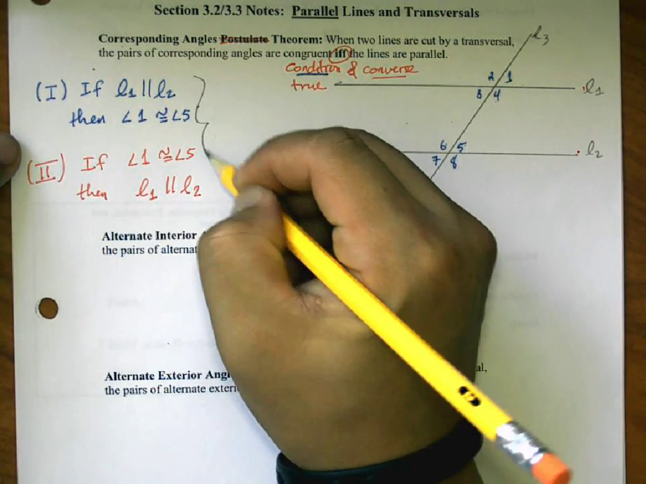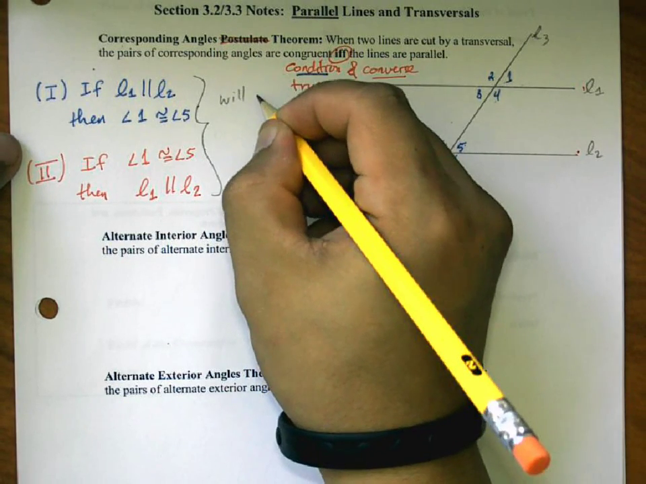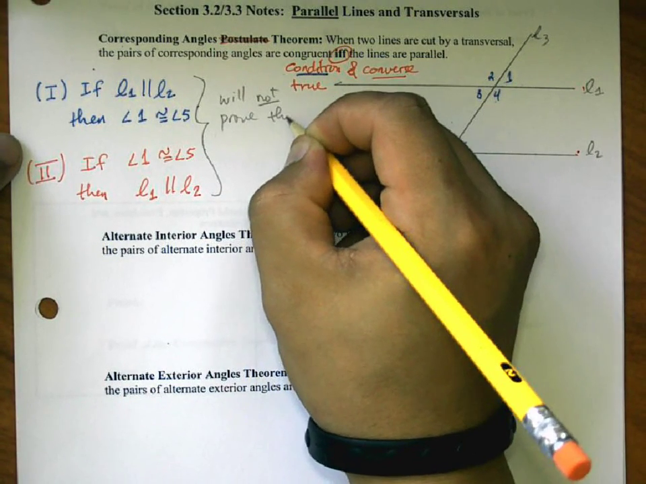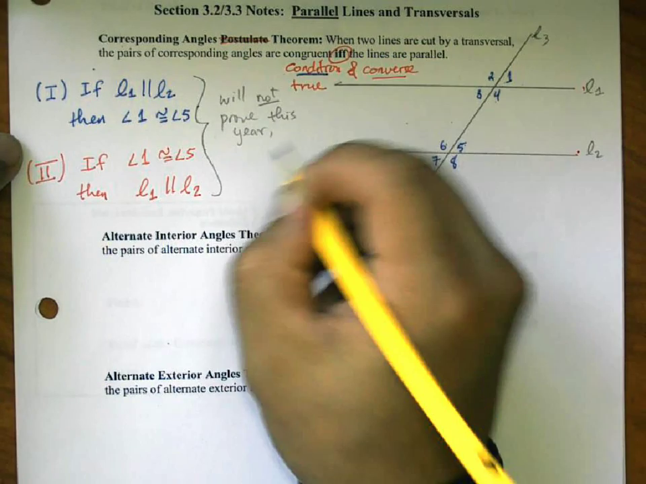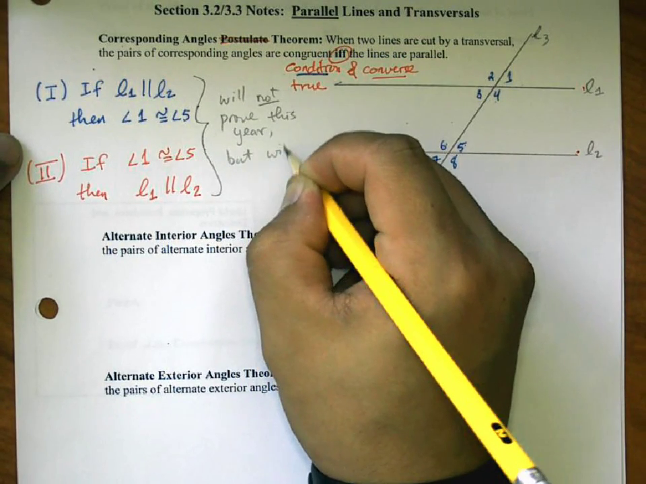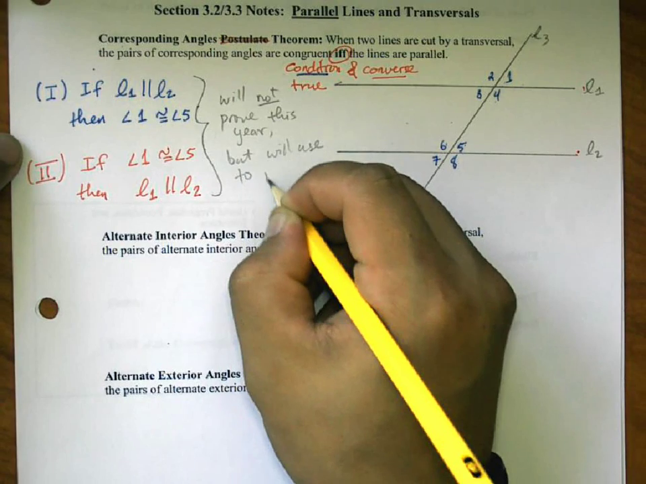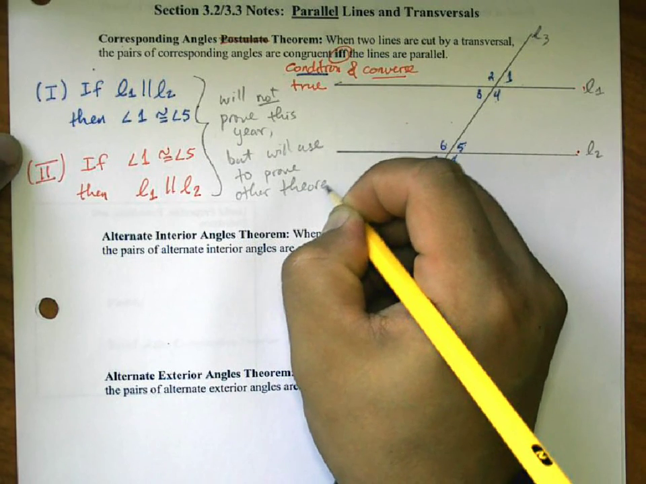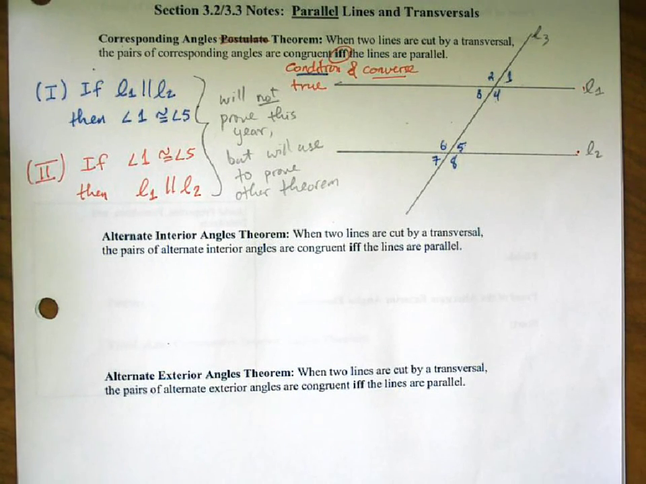So I will make a remark here. I will say we will not prove this this year, but we will use it to prove other theorems. I don't like to do this. I don't like to introduce a theorem that we're not going to prove, but proving this one is a little bit beyond the scope of what we're trying to accomplish this year. If I had another week or two of class time, I would definitely do it. But since I don't, we're going to continue and proceed.